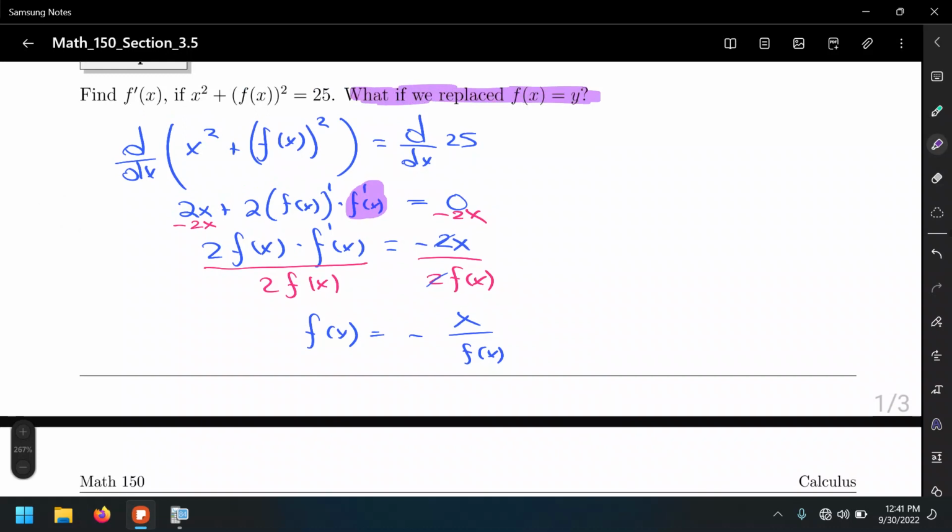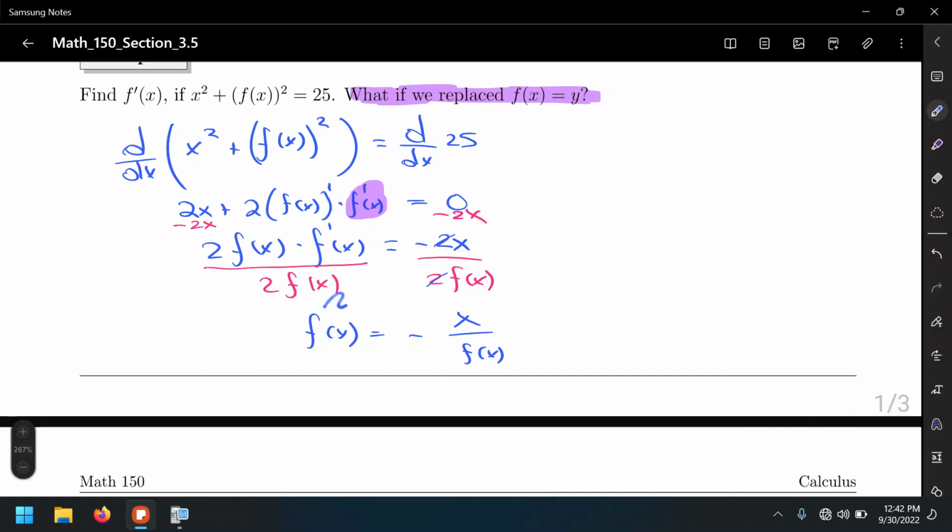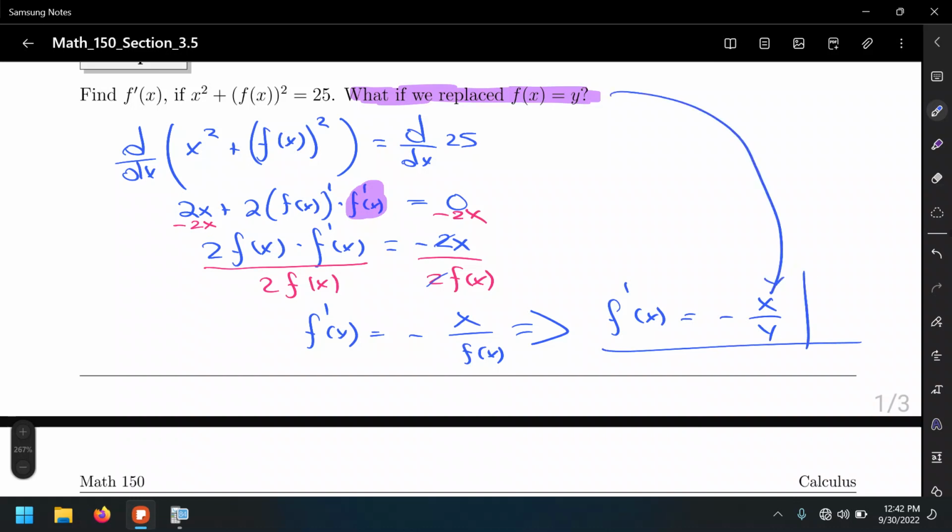Because that's what we have been doing throughout all our lives, taking algebra, intermediate algebra, pre-calc, you name it. Y always represents the x or vice versa. So I'm going to represent this result, and this will become f prime of x equals negative x over y. Alright, and that's our derivative of this implicit function.